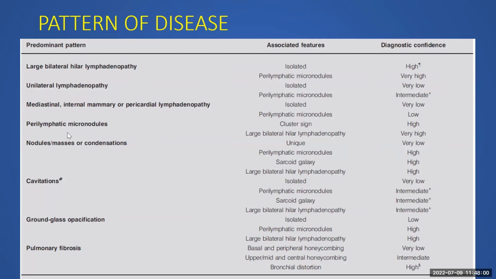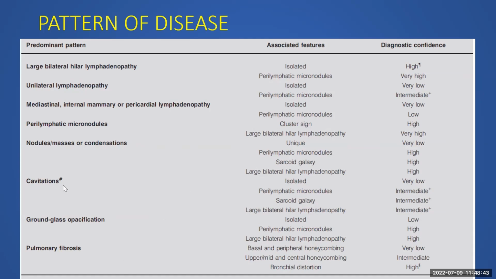Coming to your micronodules, perilymphatic nodules: when you see them along with the cluster sign, the sarcoid cluster sign, there is a high incidence of sarcoid. When it's added to bilateral adenopathy, you can be almost sure that sarcoid is to be given as the first differential. Now, when you get nodular masses or areas of consolidation, these things by themselves are not very characteristic. But when you have these consolidations or nodules along with the sarcoid galaxy sign, there's a high chance it is sarcoid.